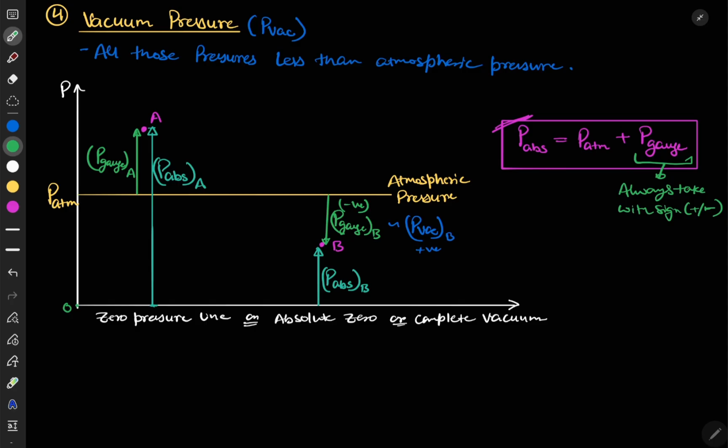Now one more thing, we can also write P absolute is equal to P atmospheric minus P vacuum. Here P gauge becomes minus P vacuum, as I mentioned earlier. In all the lectures, we will go with this formula only.